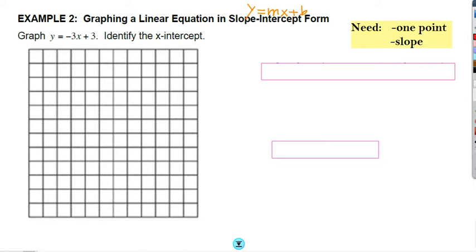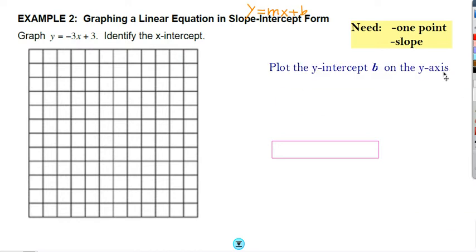So first, let's find the y-intercept. That's always the first step, and I'm writing the steps for you. The first step to graphing slope-intercept form is to plot the y-intercept b. If you have y equals negative 3x plus 3, your m is negative 3, right? And b is positive 3, the y-intercept. So in this one, our y-intercept b is 3.